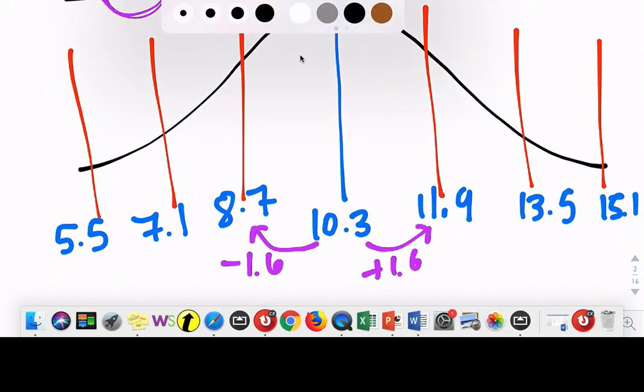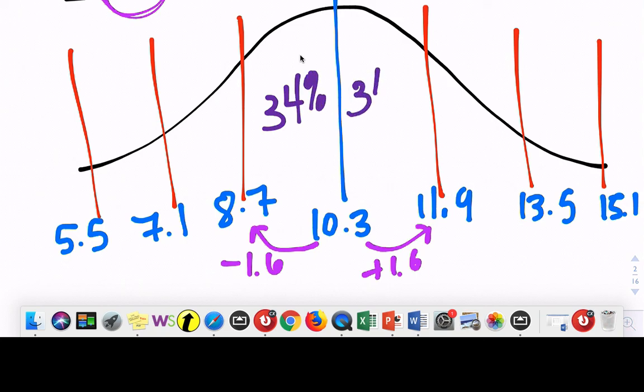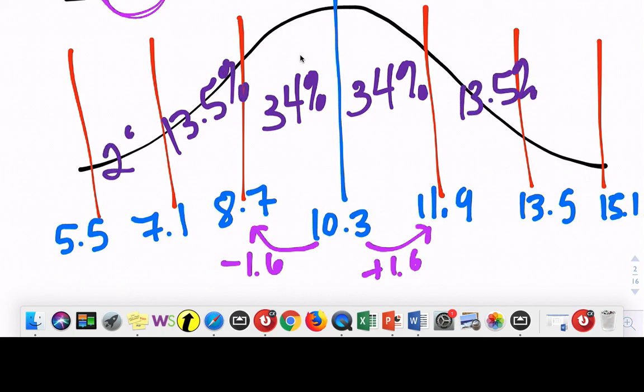All right, let's put in our percentages from what we did previously. So this is 34%, 34%. This is 13.5%, 2 standard deviations out. We got 2% in this column and 0.5% here. Okay, so if you take a look at that right there, that's 100% of our data. So let's calculate the next page. We're going to come back to this graph.